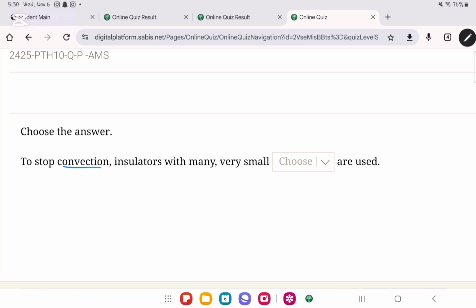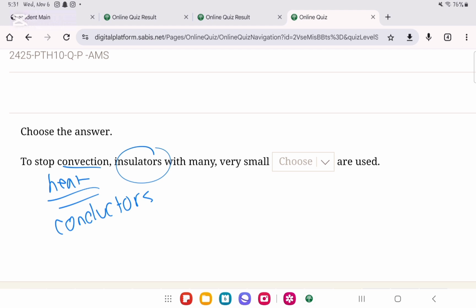Very simply. Convection is the transfer of heat, and for heat to be transferred you need conductors. Now, insulators are the opposite of conductors. They do not let the heat pass through them. So to stop the convection, to stop the heat from passing, we're going to use an insulator. And you should know that the best insulators are either vacuum or air. So to stop the convection, insulators that contain vacuum or air are used.